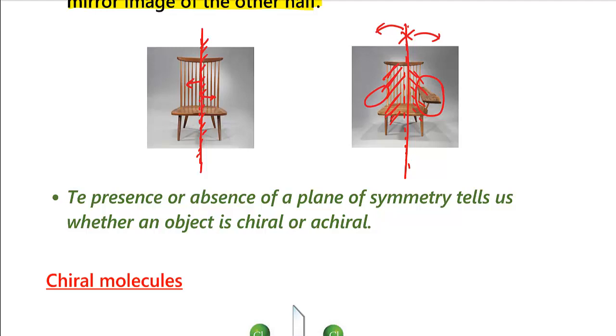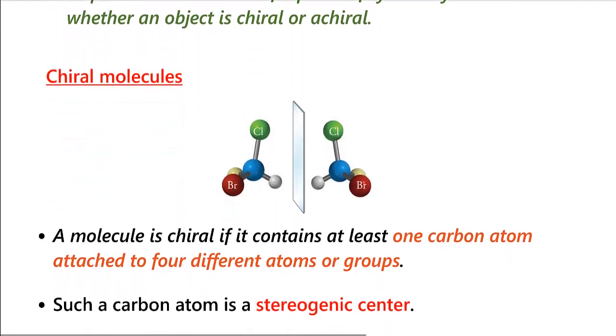Now the definition of chiral we can also put into organic chemistry in terms of molecules. So let us try to put this definition of chirality in terms of molecules. We said if you have a plane of symmetry, that is achiral. No plane of symmetry, chiral. Now let us put this definition for organic molecules.